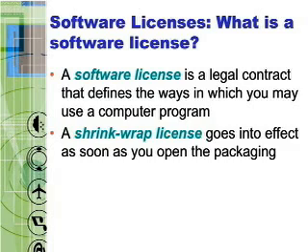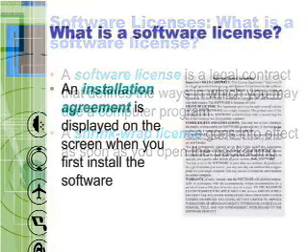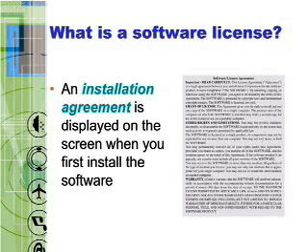A shrink wrap license goes into effect as soon as you open the packaging. An installation agreement is displayed on screen when you first install the software. After reading the software license on the screen, you can indicate that you accept the terms of the license by clicking a designated button, usually labeled OK, I agree, or I accept. If you don't accept the terms, the software doesn't load and you won't be able to use it.